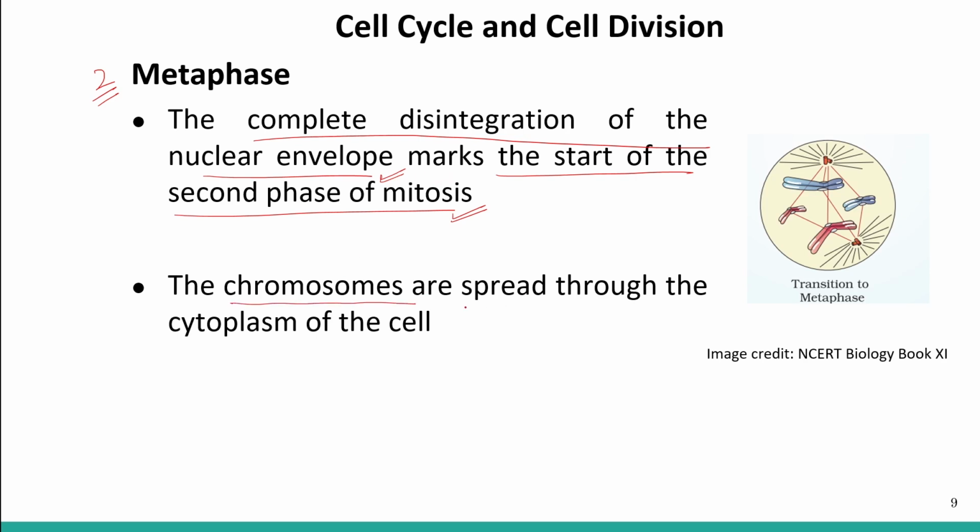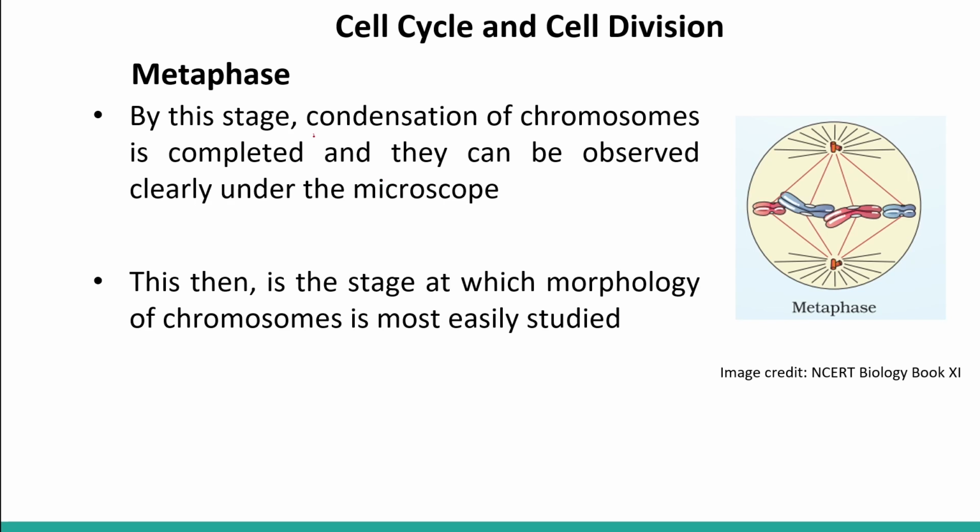The chromosomes are spread through the cytoplasm of the cell. You can see the chromosomes in the cytoplasm because there is no nuclear membrane. So all the chromosomes are present where? They are present in the cytoplasm itself. By this stage, the condensation of the chromosome is completed and they can be observed clearly under the microscope. So this is the perfect stage to see the chromosome, because the maximum condensation which has started in the prophase stage is completed in the metaphase.